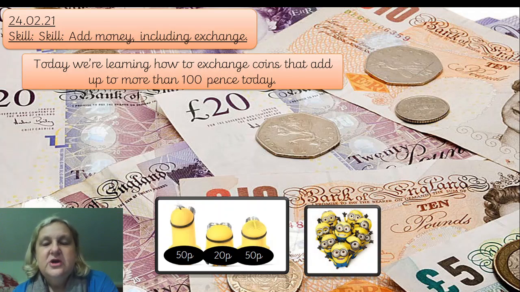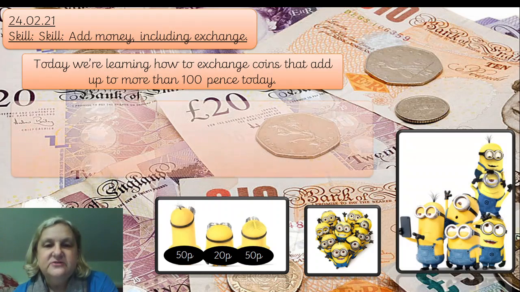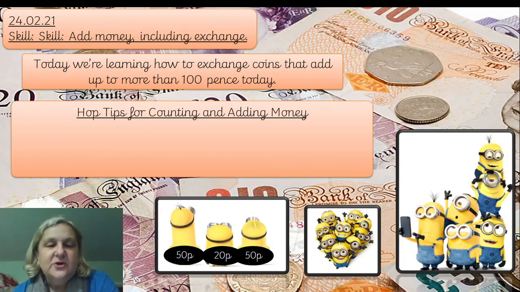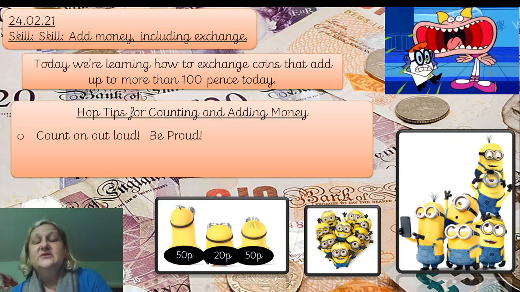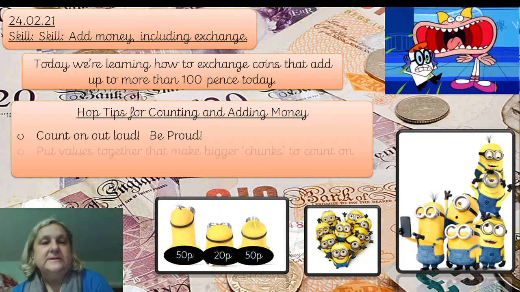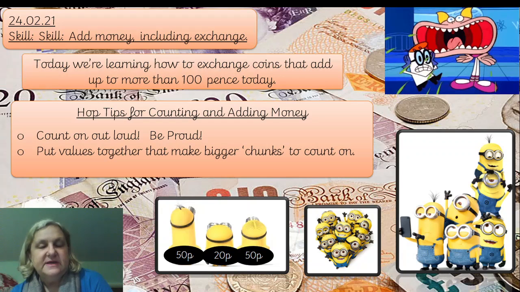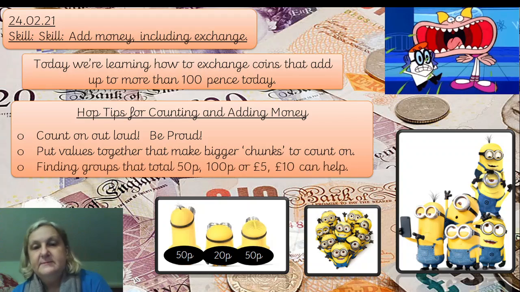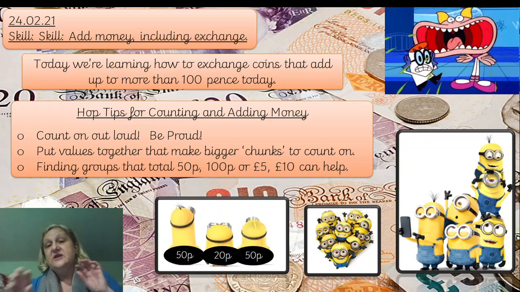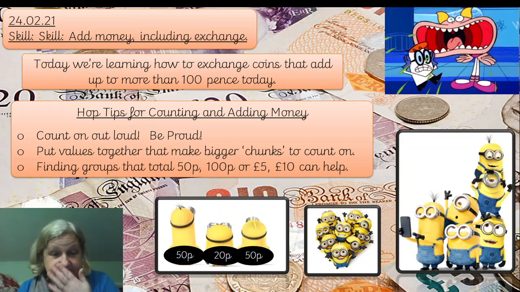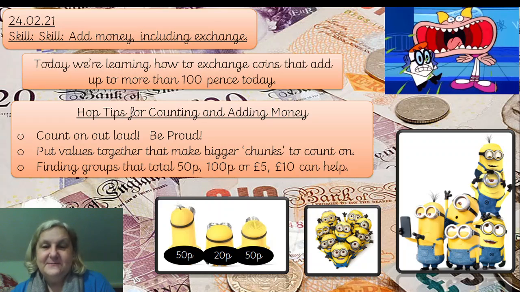And we're going to group these together, and here's some minion groups for you. So hot tips for counting and adding money today. You can count on out loud, and be proud. Put those values together that make bigger chunks. So if you can make £1, or you can make a £5 or a £10, 50 pence even is a really useful thing, because then you can add up 50p's. And then £5 and £10 to help too.